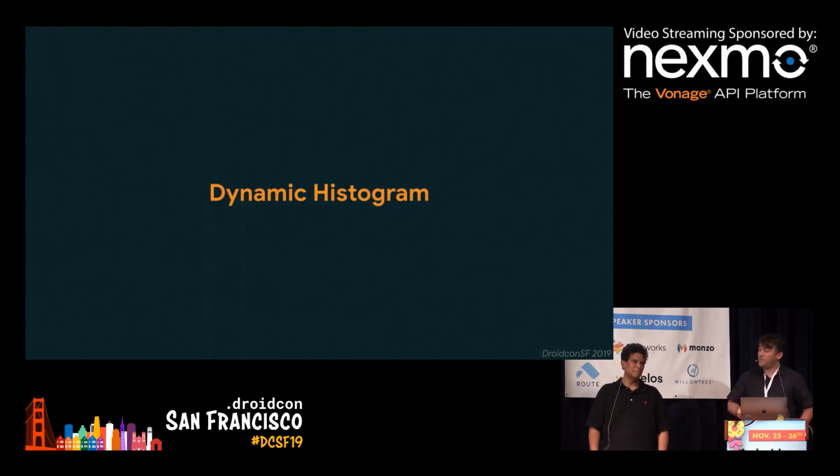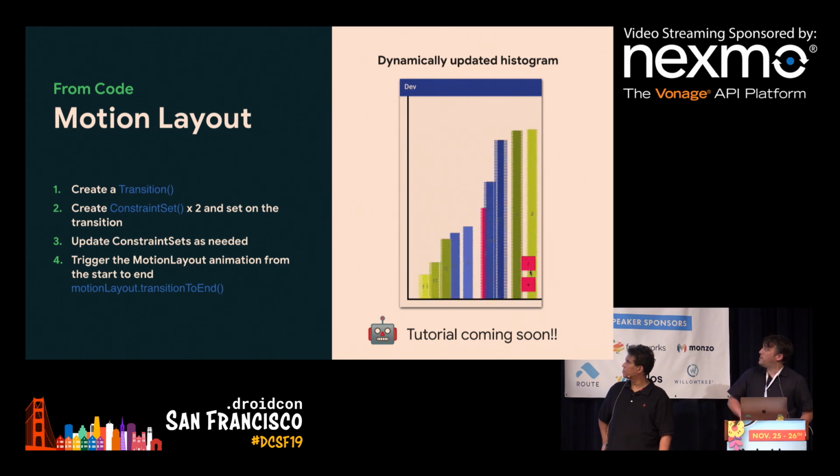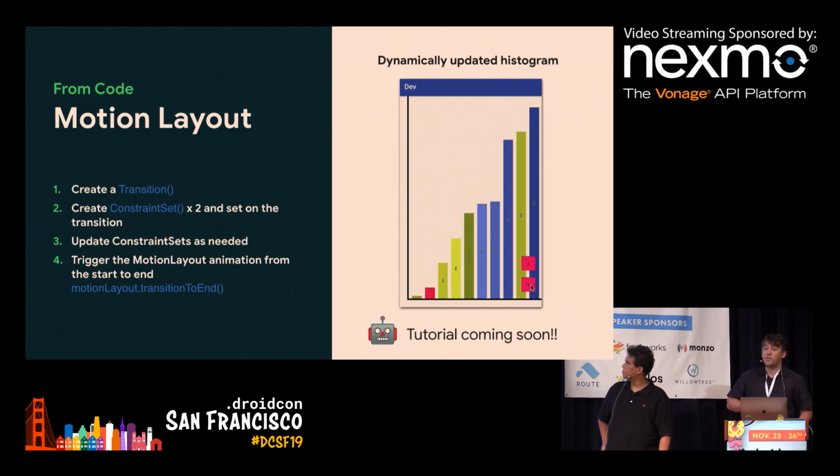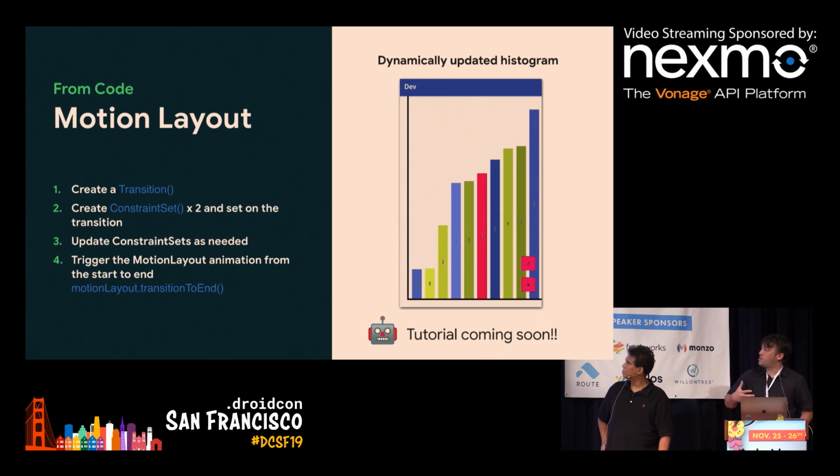In a similar manner, you can completely build the entire scene programmatically. We have an example coming up very soon as an article, but here this is essentially building up a histogram, building the different states of those views on the fly, and using MotionLayout to do the interpolation as you go.